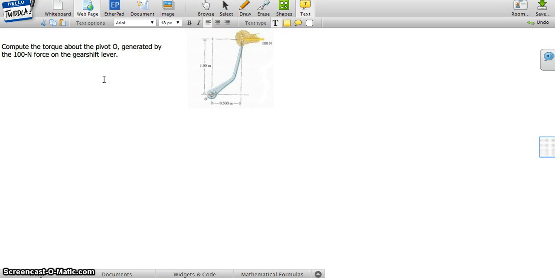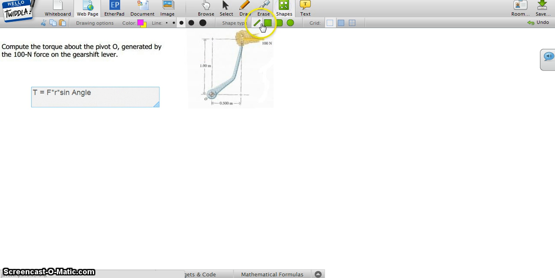Okay, number 1 from worksheet 2. It says compute the torque about the pivot O generated by the 100 Newton force on a gear shift lever. Okay, so remember that torque is equal to the force times the distance times the sine of the angle. Okay, so let's see here.